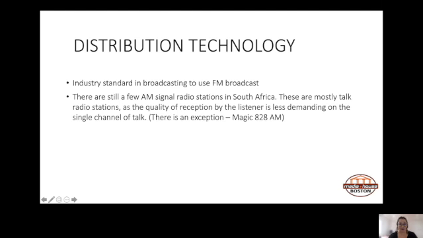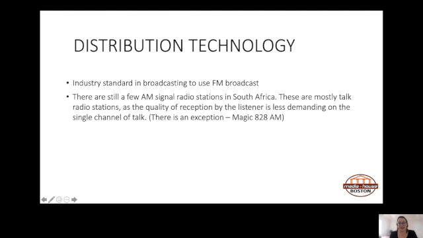Can you think of any? Think of talk radio stations. There should be a few that come to mind. The reason that it's mostly talk radio stations is because the quality of the reception by the listener is less demanding on the single channel of talk. So when you talk, it's one layer versus if you create music, it's multi-layered, okay? There's a few layers like we use in music production, meaning that the sound that will be released sounds completely different.